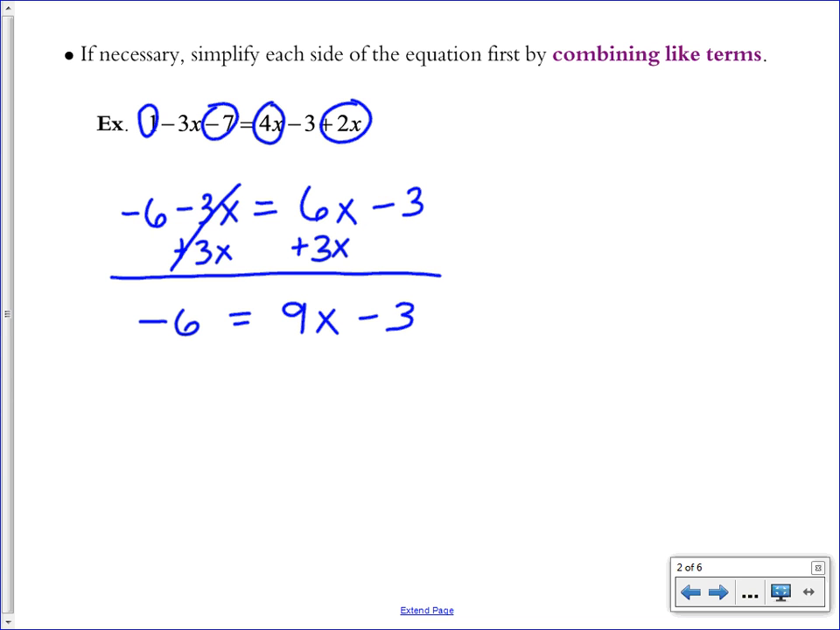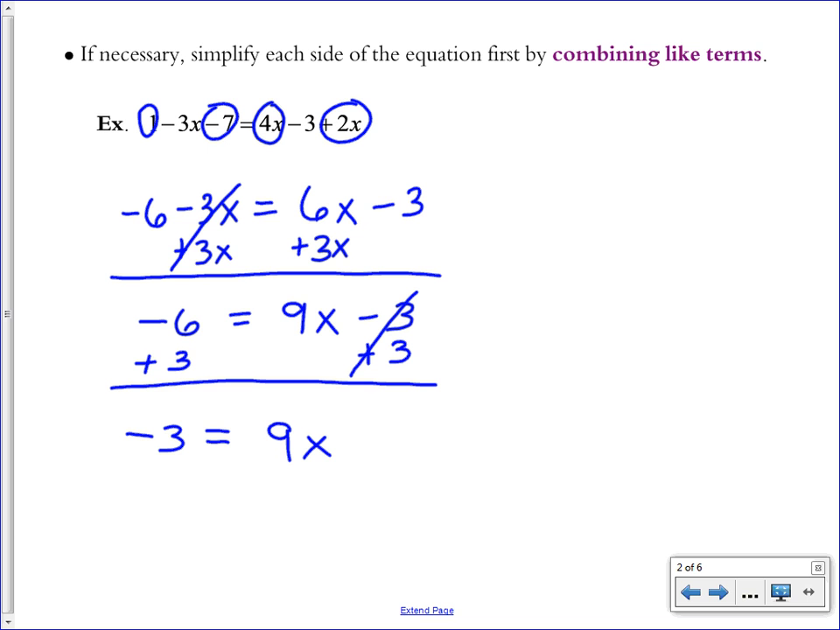I have the x on the right side of the equation, and that's okay. I'm going to get it alone on the right side of the equation. So I'll move this minus 3 to the left by adding it. It's going to give us a 0 over there. Negative 6 plus 3 is negative 3. Bring down the equal sign. All I have left over here is a 9x.